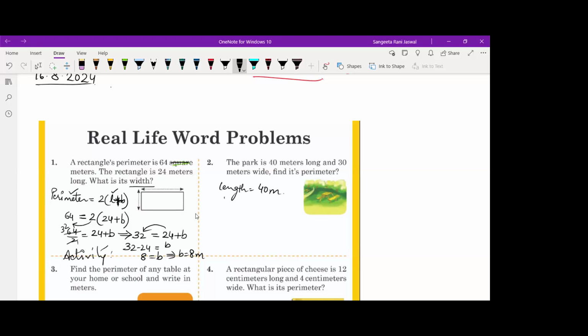The width is 30 meters. Very nice. Okay, then perimeter. So perimeter is equal to 2 into (L plus B). Very good. Which is 2 into (40 plus 30), which is 2 into 70. And the final answer is 140 meters. Very good. This was a direct question, right? The length and breadth were given. You just had to put the values and find out.